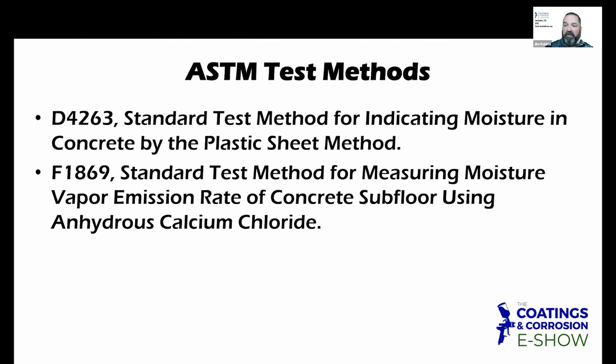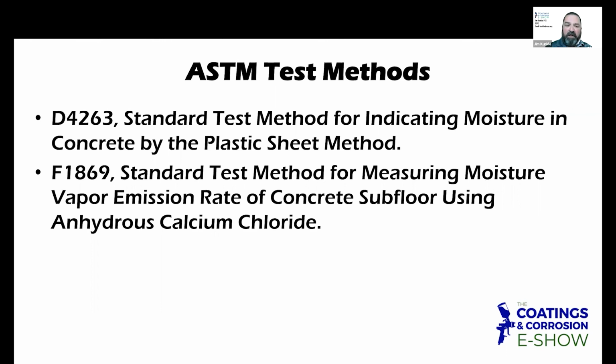So ASTM has a couple test methods, the D4263, which is what they call the plastic sheet method, where you take a square piece of plastic sheet and tape it down. Let's say you come back next day and you see the amount of moisture condensation that would be underneath the plastic sheet. And that can give you a determination. Obviously, if there's excessive moisture underneath it, then you might have a little bit of a concern, a little bit of a challenge.